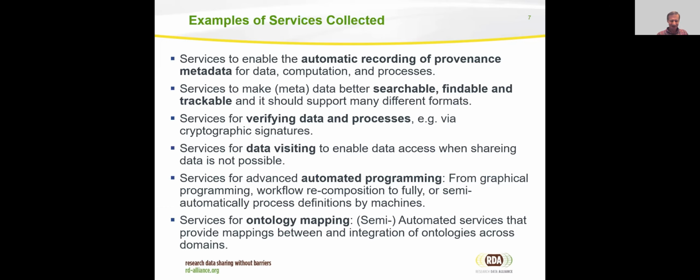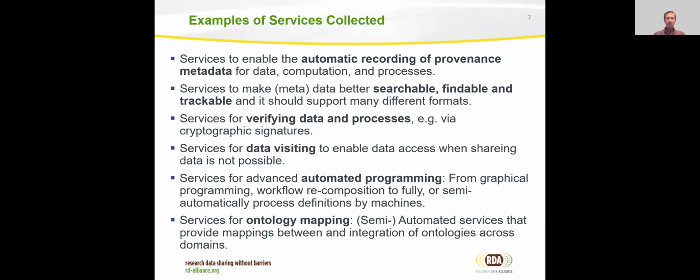How do we get unbiased results there? Verifying data quality, verifying processes, guaranteeing the processes are doing what they're claiming to do with data in a world where we download whatever tools from all kinds of sources and just run them and deploy them. We had a session on more sensitive data. How can we work with data that cannot be freely shared? So data visiting services rather than data sharing.